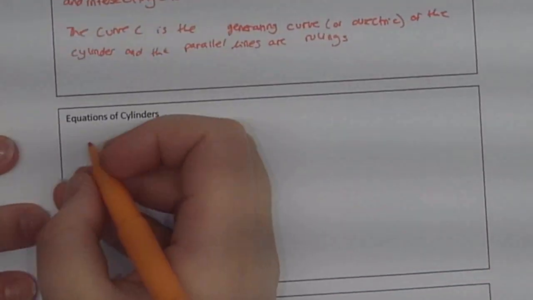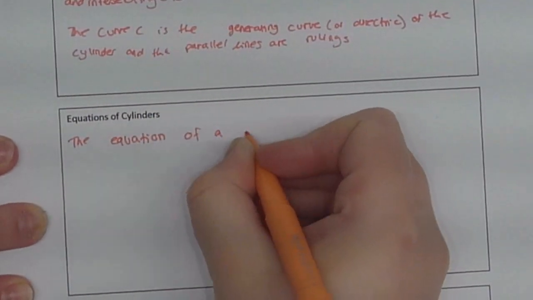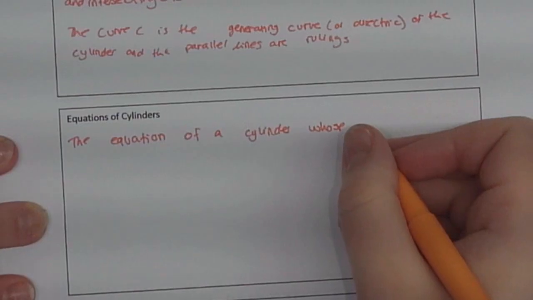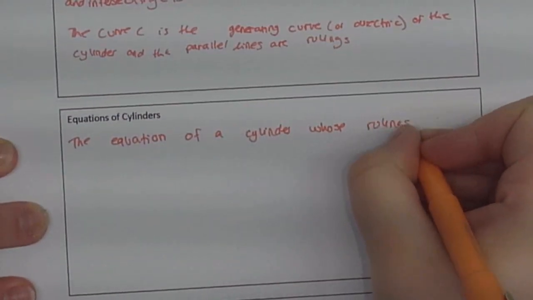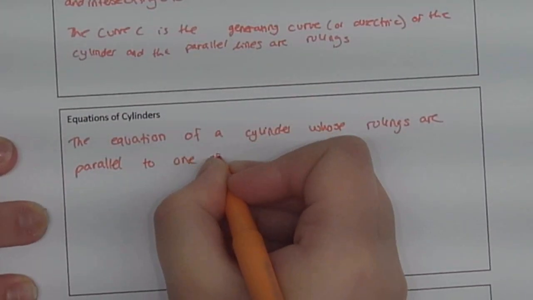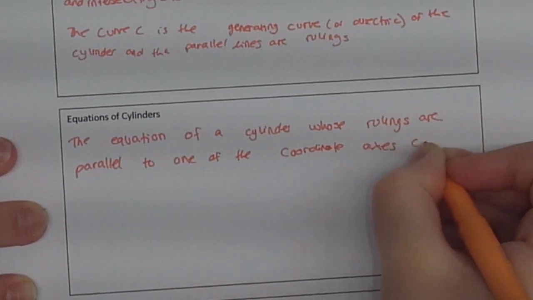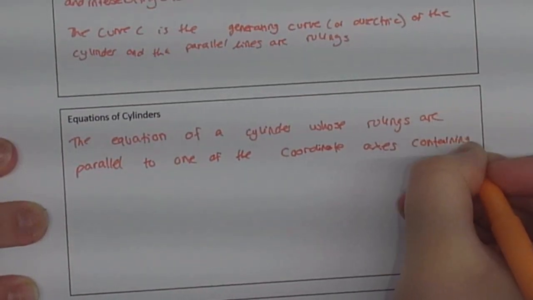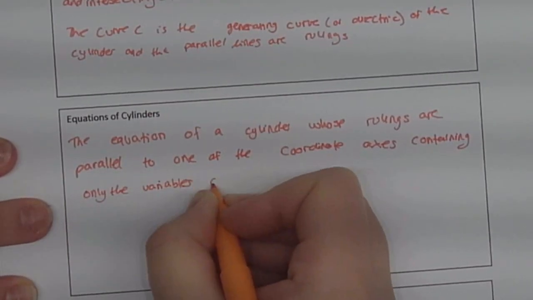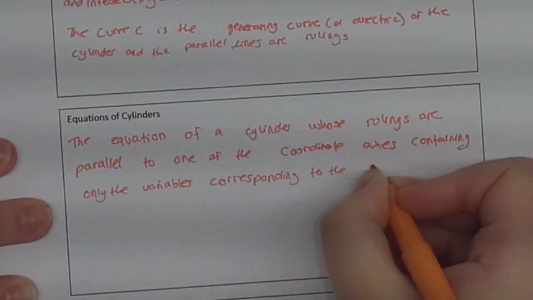Alright, the equations of cylinders. So the equation of a cylinder whose rulings are parallel to one of the coordinate axes contains only the variables that are corresponding to the other axes.